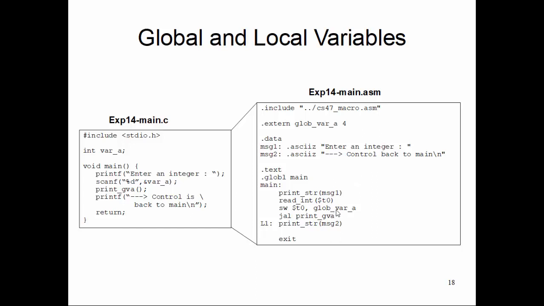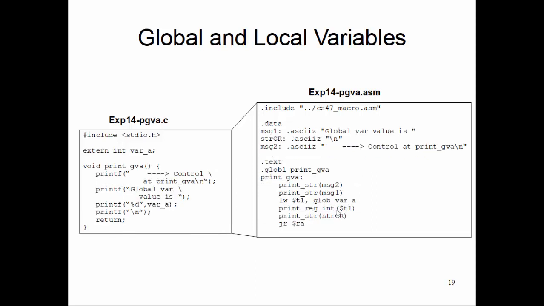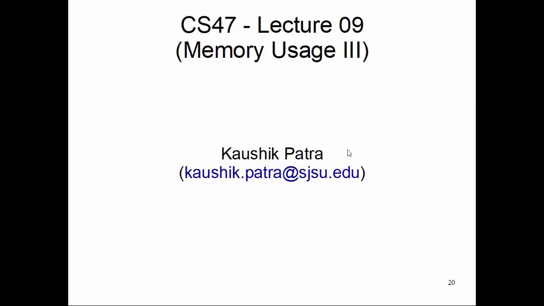On the usage of these, in print gva, where we are actually doing the function call, there we are using this global variable a, which is extern in my main program, and the linker will know that and will link those addresses together and make it work. All right, and then we can look at how it works in Mars.